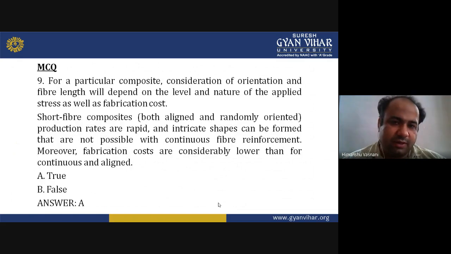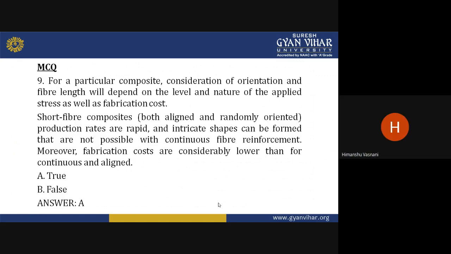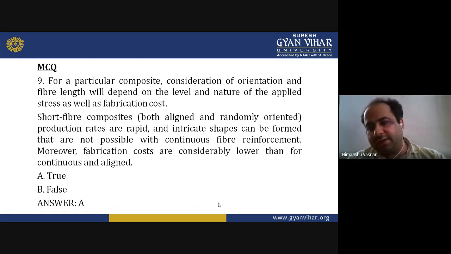Now, for a particular composite, consideration of orientation and fiber length will depend on the level and nature of the applied stress as well as the fabrication cost. Okay, understand the statement first. For the short fiber composites, both aligned and randomly oriented, production rates are rapid, and intricate shapes can be formed that are not possible with continuous fiber oriented forms. Moreover, fabrication costs are considerably lower than that for continuous and aligned fibers. So I think it's true.